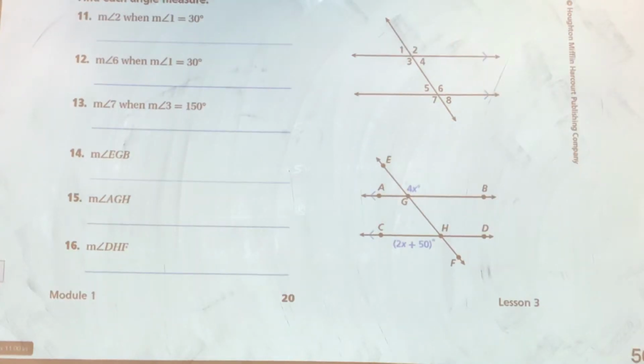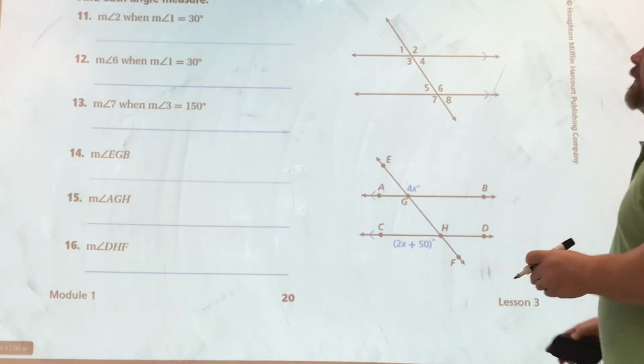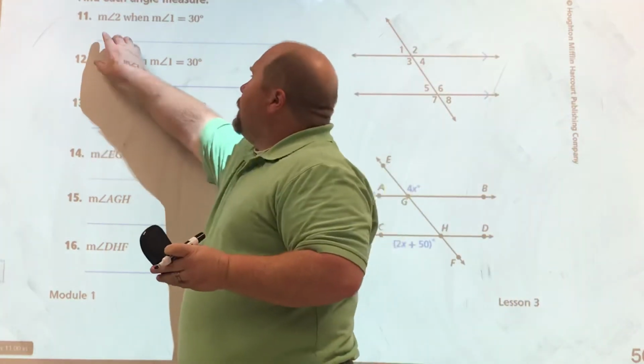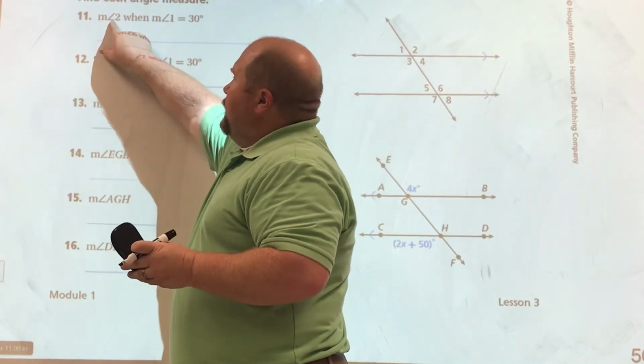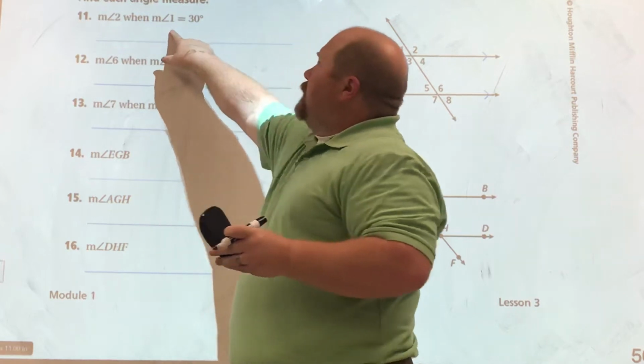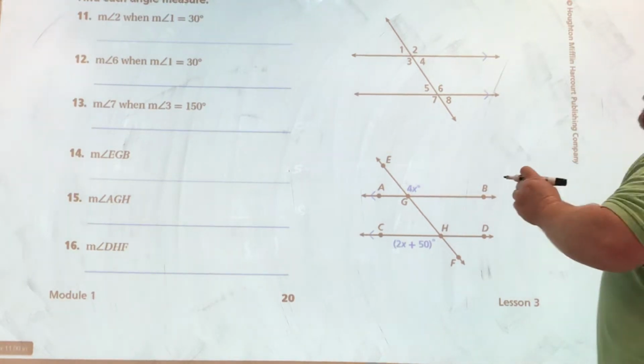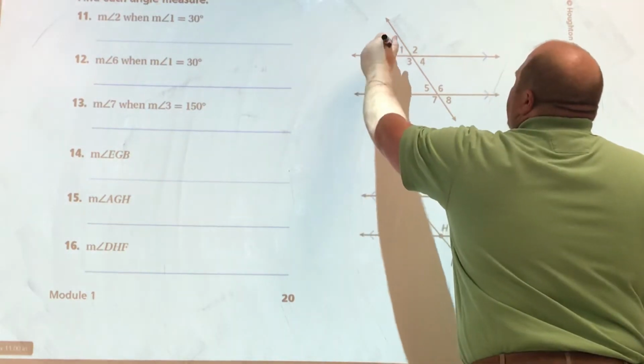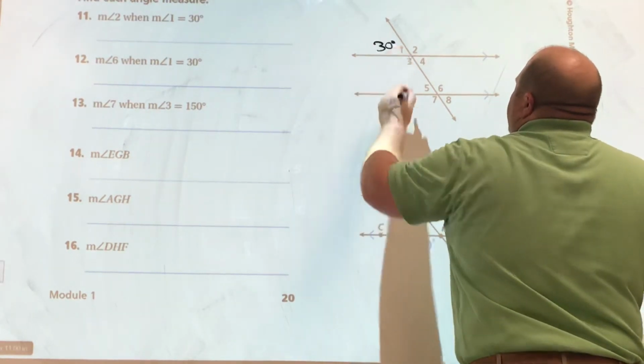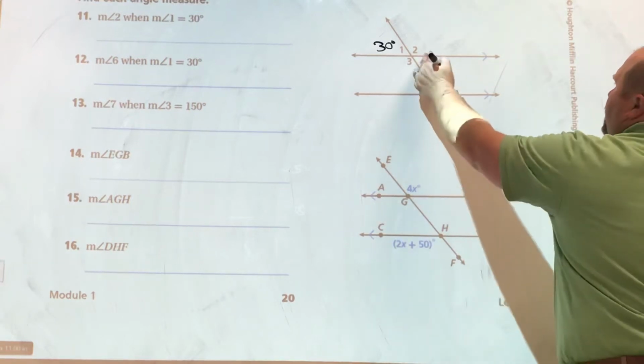So problem 11. All right, let's talk about how to read that. So here's what it's saying. It said, what is the measure of angle 2 when the measure of angle 1 is 30 degrees? All right, so they've given us some information. They've told us what angle 1 is equal to, 30 degrees. So we now have to figure out what angle 2 is.